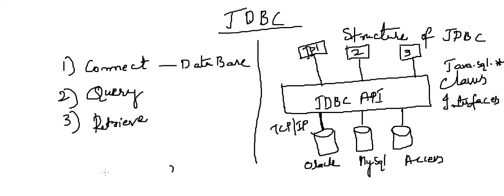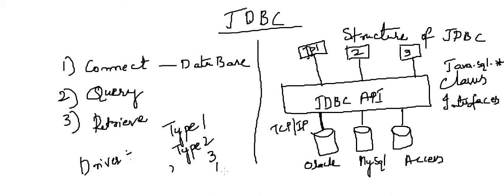So we have a word now called driver. These JDBC drivers are client-side adapters that convert a request from Java programs to a protocol that a DBMS can understand. And we have four types of drivers: type 1 driver, type 2 driver, type 3 driver, as well as type 4 driver.